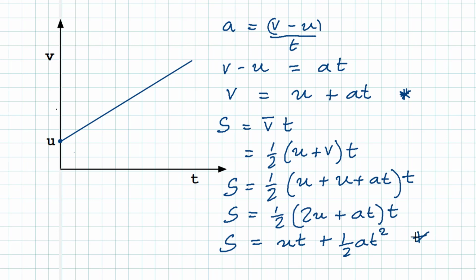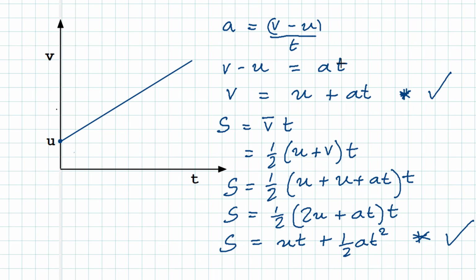Now that's another important kinematic equation, because we can work out the displacement of the object if we know the initial velocity, we know its acceleration, and we know the time it took to accelerate. We can work out the displacement of that object. So that's us now got two kinematic equations. We have v equals u plus at and s equals ut plus 1/2 at squared.